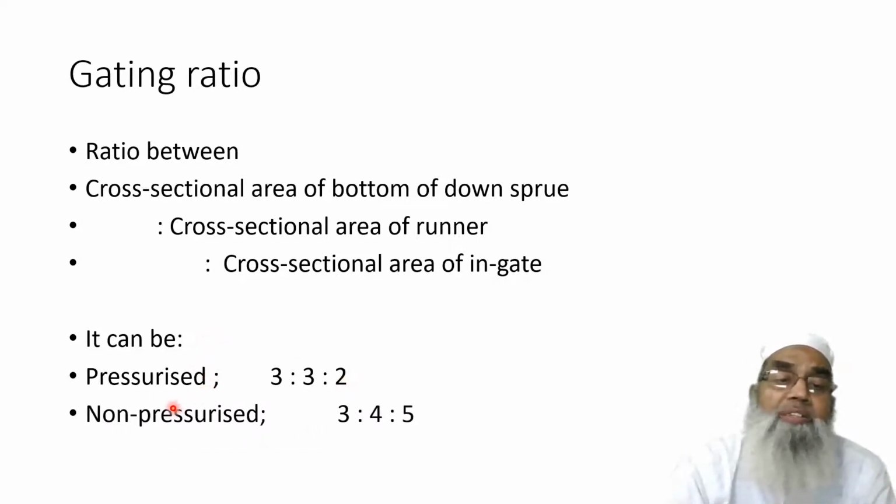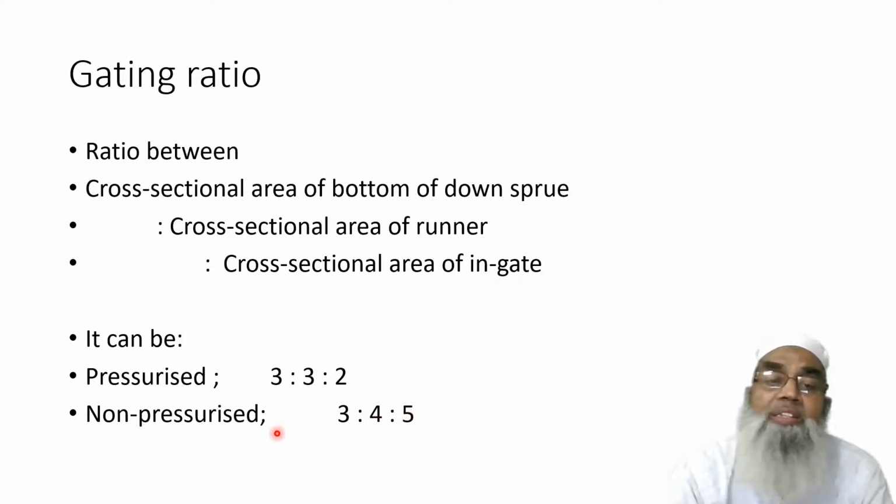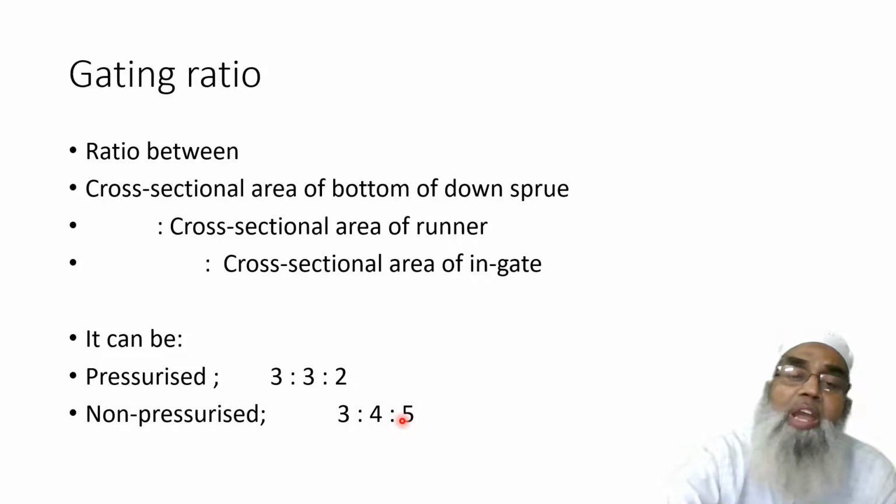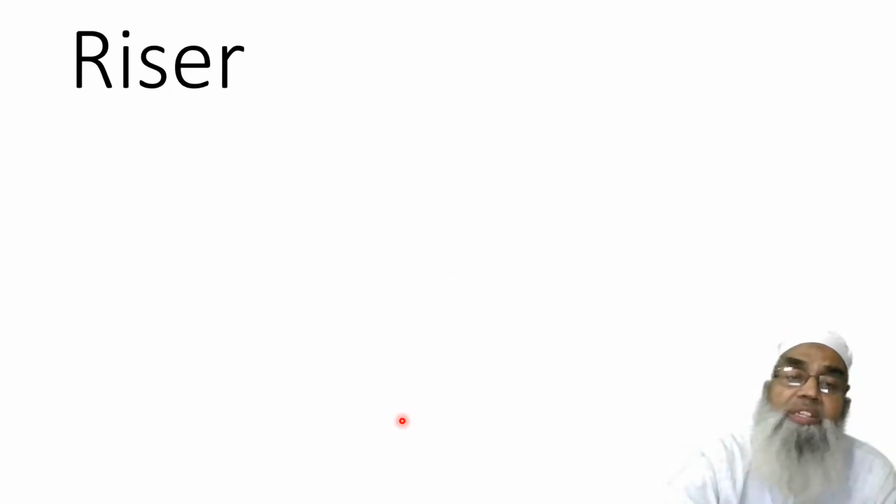However, if the cross-sectional area of the bottom of the down sprue is less than the cross-sectional area of the ingate, then this is non-pressurized, and the velocity entering into the cavity will be low, and turbulence, if any, can be stopped, and generally it is used for heavier metals.